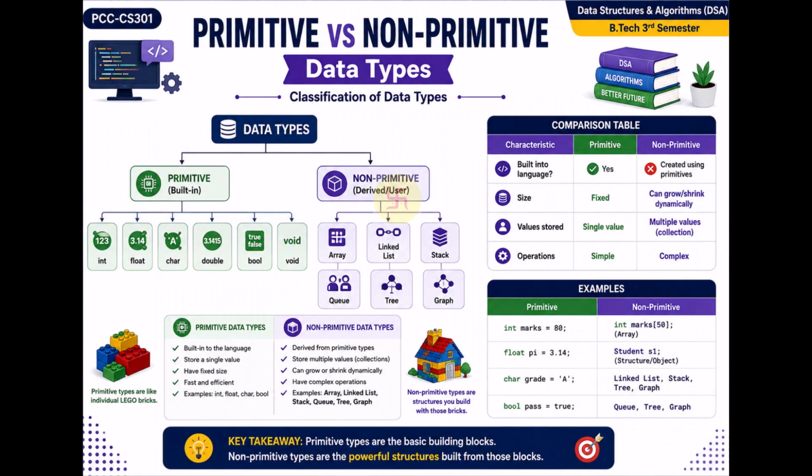Now, data types can be broadly divided into two categories, primitive and non-primitive. Primitive types such as integer, float, character, and boolean are the basic building blocks and usually store a single value. Non-primitive types such as arrays, linked lists, stacks, queues, trees, and graphs help us organize multiple values and represent more complex relationships. Think of primitive types as individual bricks. When we combine those bricks, we can build larger structures. And that's exactly where our journey into data structures begins.